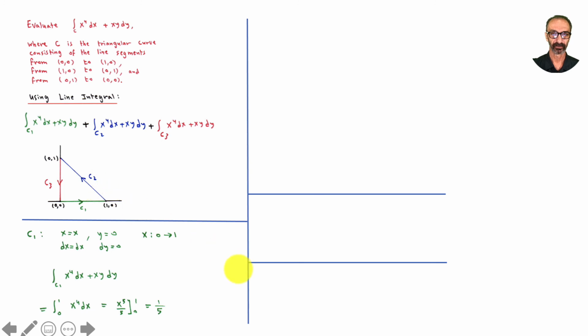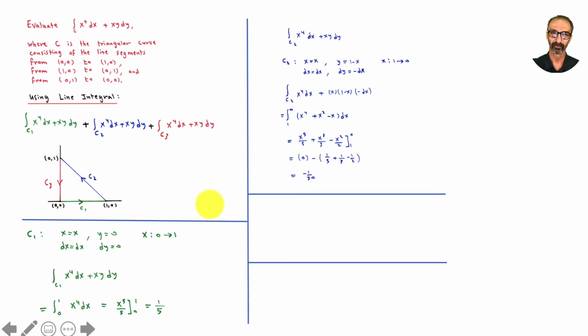Let's go over C2. Well, how do I go over C2? First, it's going from 1 on the x to 1 on the y. That's a slope of -1 with a y-intercept of 1. So you've got to find its equation, which is y equals 1 minus x. And I could use x as a parameter, my variable that changes, and y will follow. So x goes from 1 to 0, from 1 back all the way to the y-axis, which is 0.